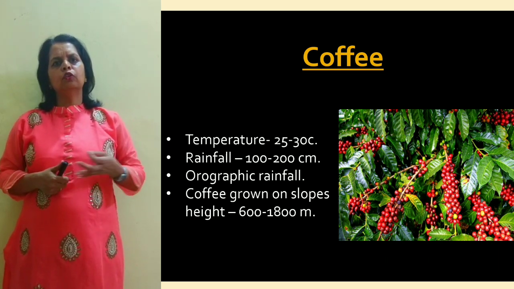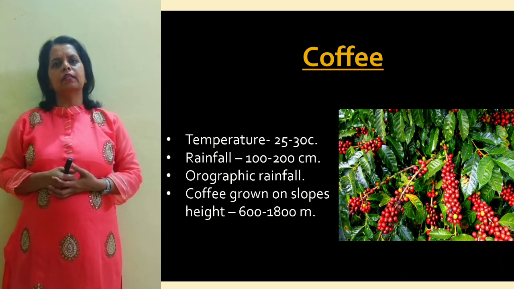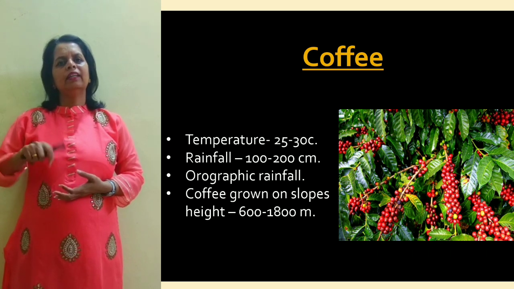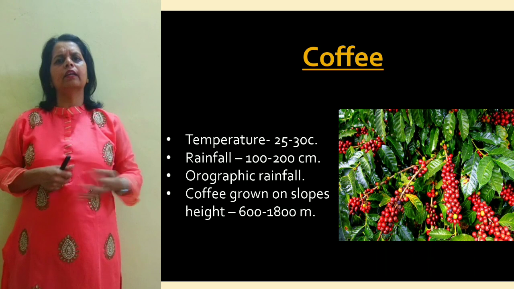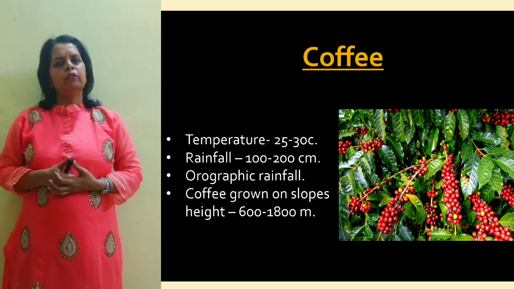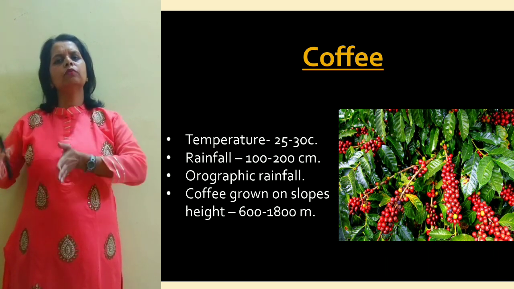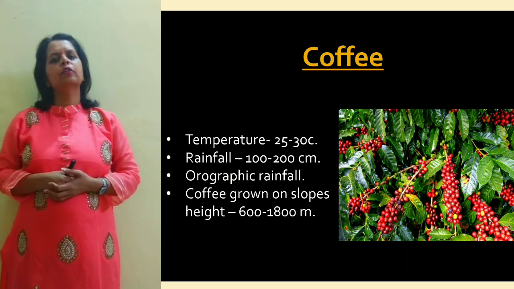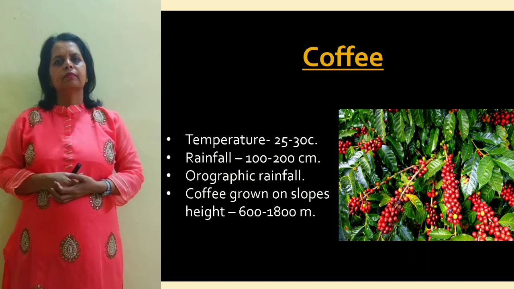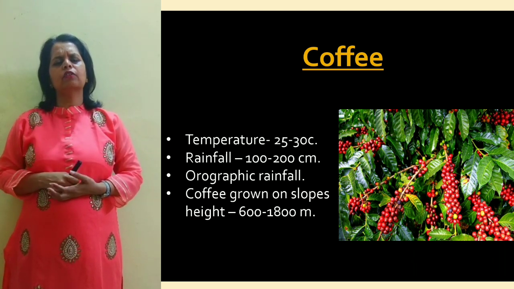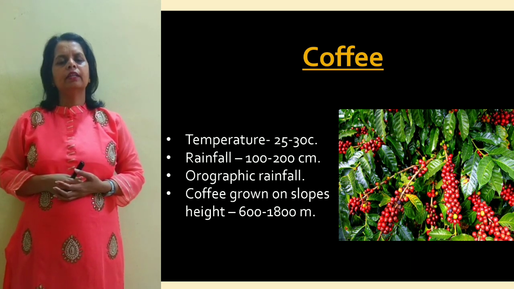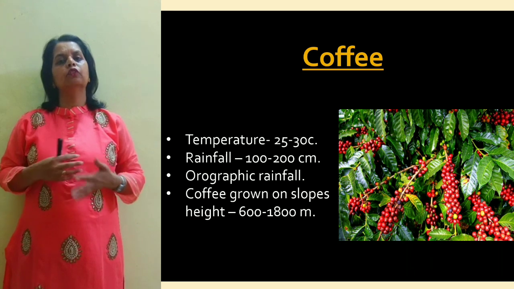The growth of coffee is abundant during the rainy season. During the cool, dry season, when the berries ripen, they are ready for picking. Bright sunshine is needed for harvesting. When we talk about rainfall, it needs abundant rainfall, 100 to 200 centimetres. Areas with orographic rainfall are the regions where good quality coffee can be grown. During cultivation, very slight showers of rain are also needed. It is grown on hill slopes at a height of about 600 to 1800 metres, and this is why in hilly regions the growth of coffee is abundant.